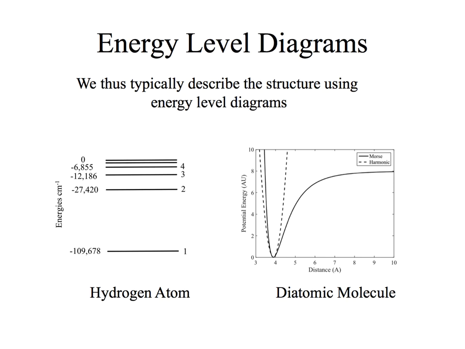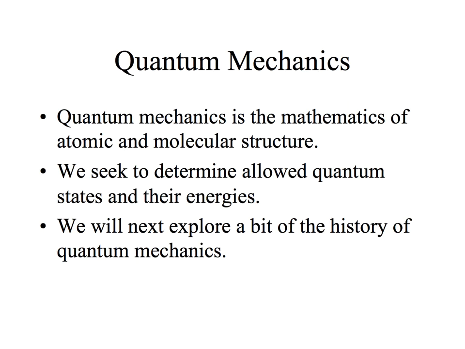The dotted line shows what the potential energy for a harmonic oscillator, a simple spring mass system, looks like, and we will in fact use that as an approximation to get an analytic solution for vibration. So what is quantum mechanics? It's the mathematics of atomic and molecular structure. Using that mathematics, we seek to determine allowed quantum states and their energies. And in the next video, we'll start by exploring a bit of the history of quantum mechanics.